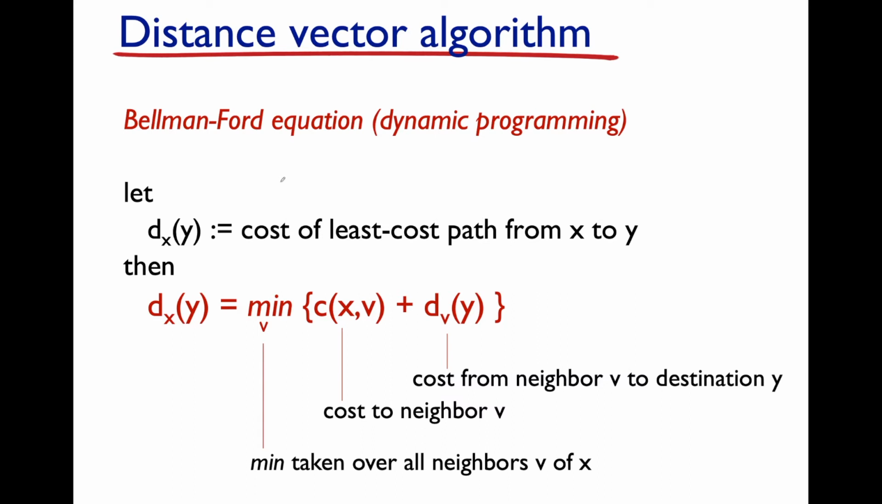We start with little d sub x of y, and that's going to be the cost of the least cost path to go from source or starting node x to destination node y. So when we try to calculate what this d sub x of y is, it's the minimum over neighbor v such that the cost between x and that neighbor plus the cost from the neighbor to the destination y is the smallest. So what actually does this Bellman-Ford update equation mean?